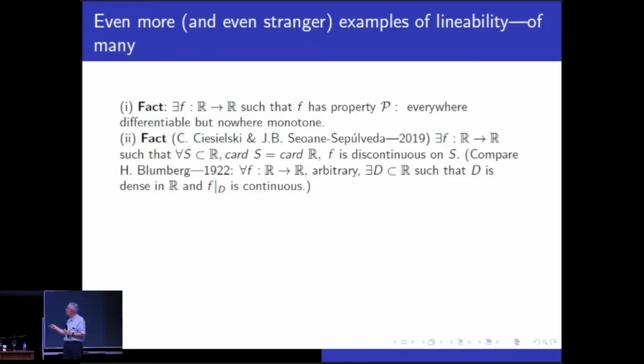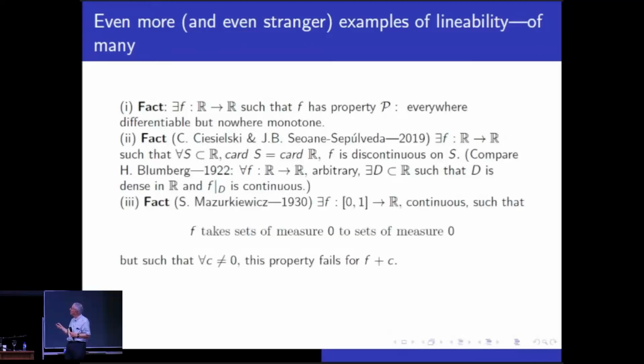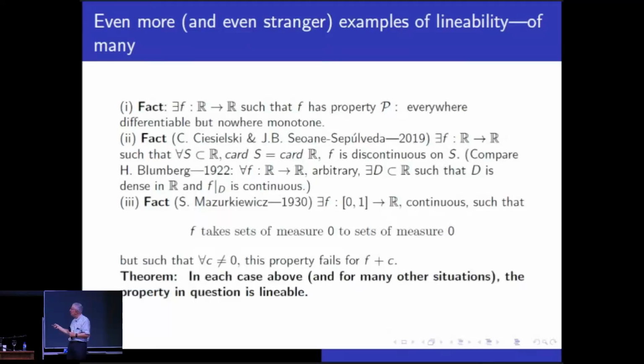So, okay. Here's a result of Mazurkiewicz from the 1930s. Again, not somehow anti-intuitive, I think. Namely, there's a continuous function on the closed interval [0, 1], which takes sets of measure 0 to sets of measure 0. But if you translate the function by anything which is not 0, it no longer does that. So again, these are strange, anti-intuitive examples. Here's the theorem.